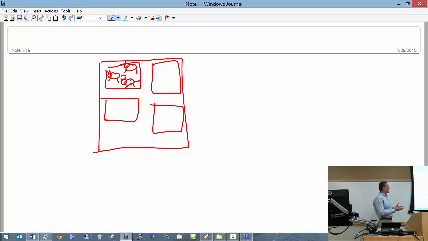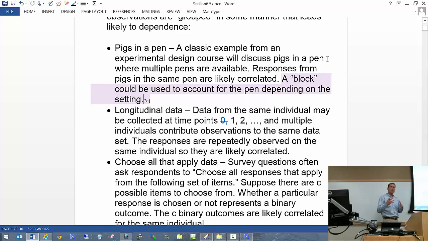Many of you have taken the equivalent of STET 801. You've heard, at least when I teach STET 801, I talk about a randomized complete block design. That's the most complicated experimental design I talk about in that class. And basically, in this kind of situation, you could think of the pen as the block. That block is trying to account for that dependence between the individual little piggies. So that's one place where this dependence of your observations occurs.